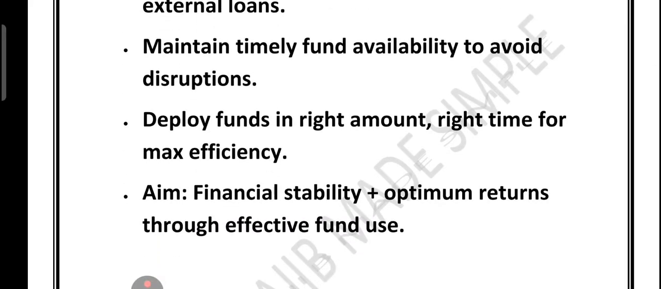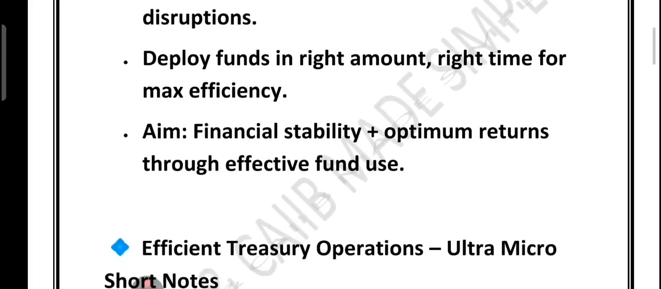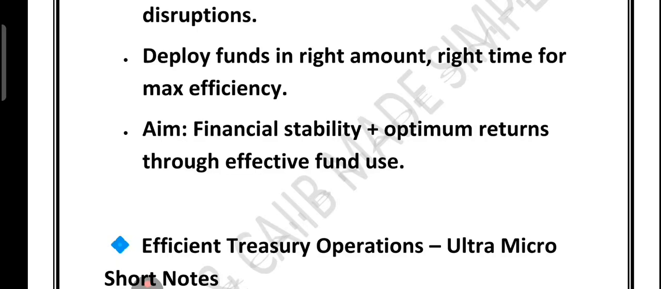And finally, to maintain financial stability and achieve optimal return by using the fund wisely. So in short, we can say that macro treasury keeps the economy stable while micro treasury keeps business running smoothly, right? So tell me, if I ask you which treasury keeps the economy stable, the answer is macro. And if I ask you which treasury keeps business running smoothly, it is micro.